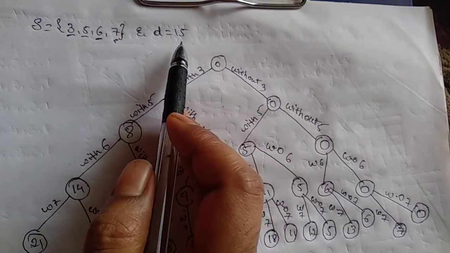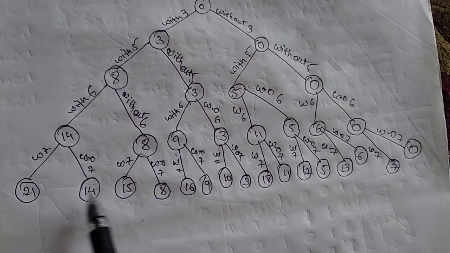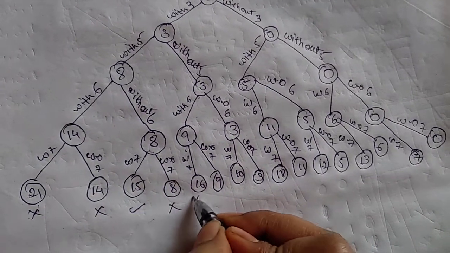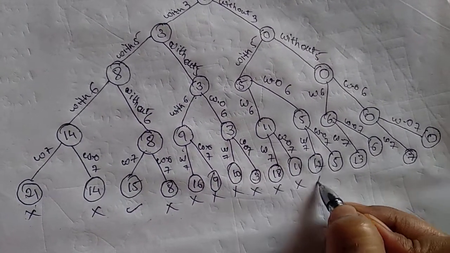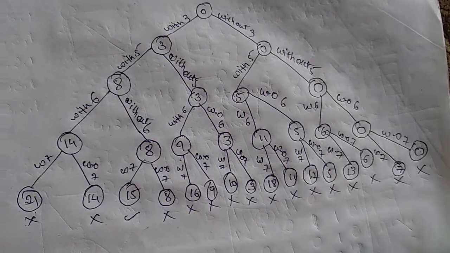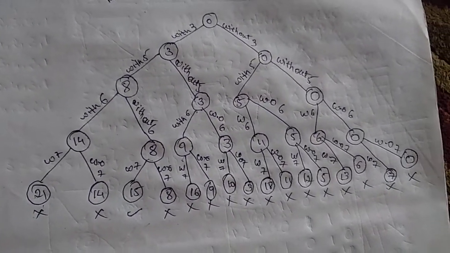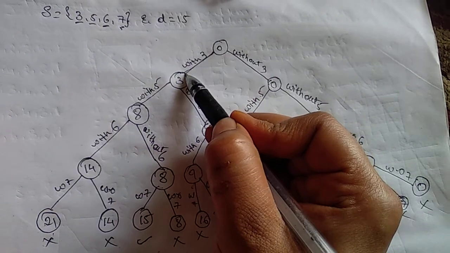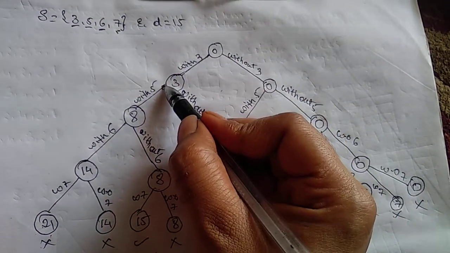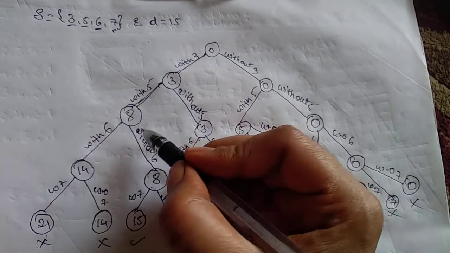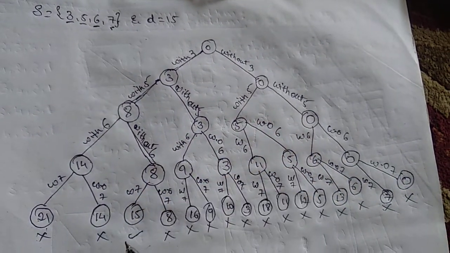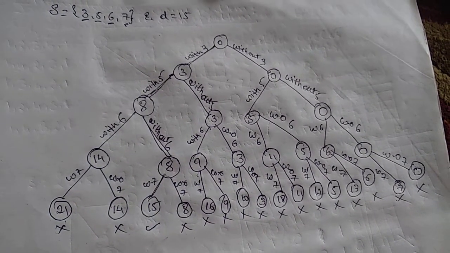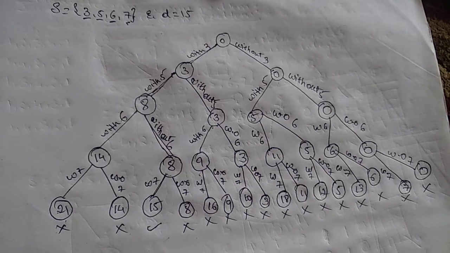What is the solution? D is equal to 15. Which among these is giving you 15? Is this? No. No. All others are not giving any solutions. So what is the final solution here? See here how I am coming. With 3, then with 5, then with 6, and then with 7. Is it not? This is the way I am coming.